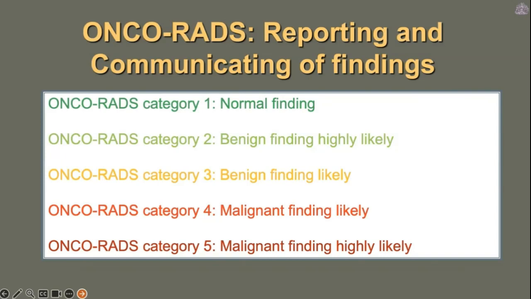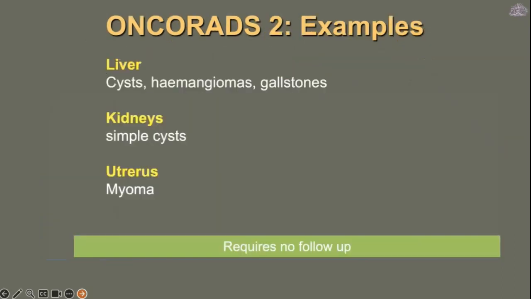So if somebody is referred to us for screening tests and we report a finding that is OncoRAD 2, that is benign or highly likely benign, these patients generally do not require any further follow-up, whereas an actionable finding is usually that of 4 or 5, and category 3 can be either follow-up or subject to a further test.